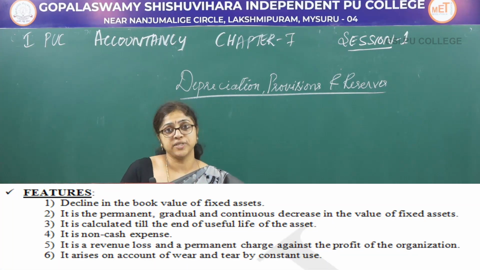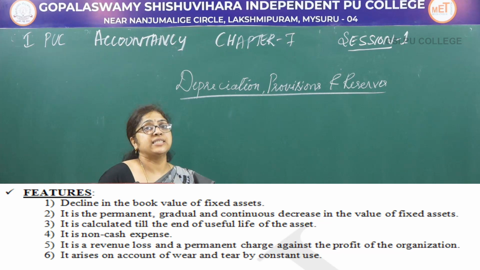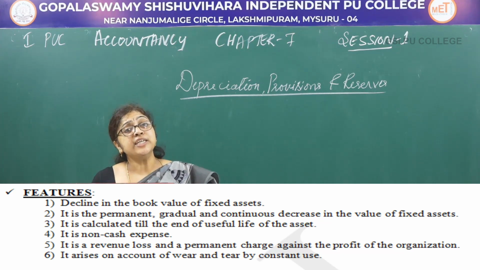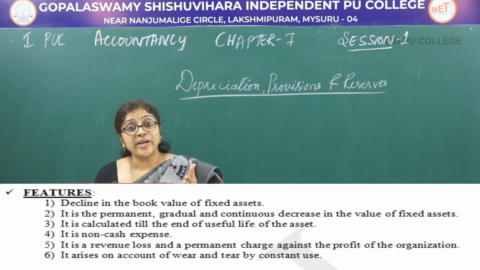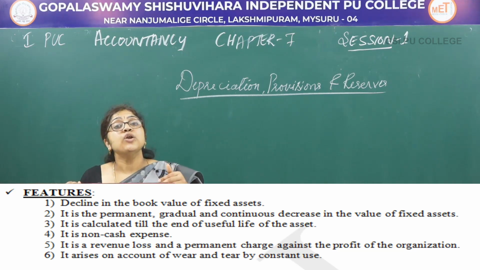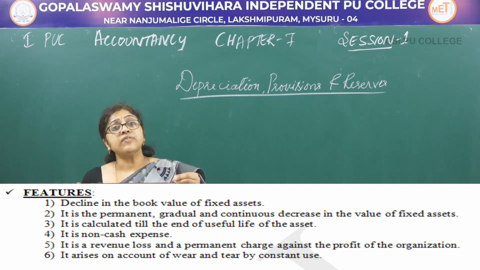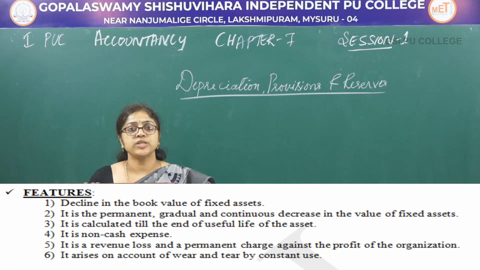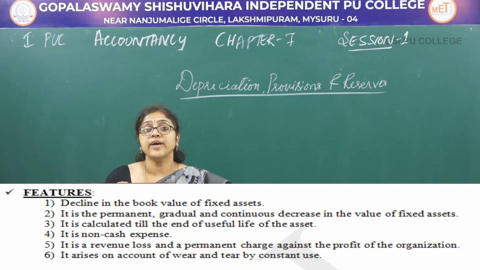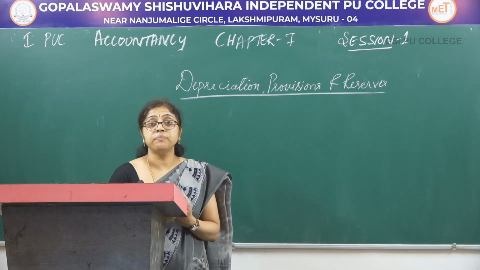The features of depreciation. First feature is decline in the book value of the assets. Second, it is the permanent, continuous and gradual decrease in the value of the fixed assets. It is calculated till the end of useful life of the assets. It is a non-cash expense and a continuous process. And it is a revenue loss and permanent charge against the profit of the organization. It arises on account of wear and tear by continuous use. These are all the features of depreciation.